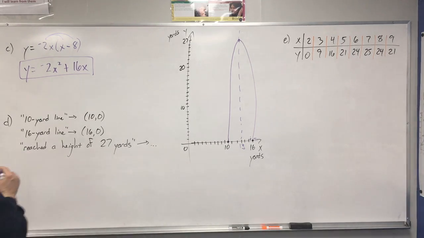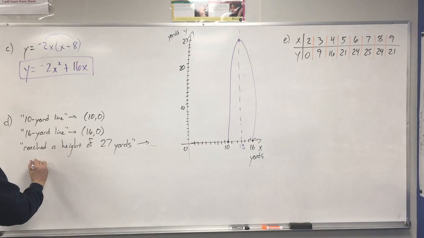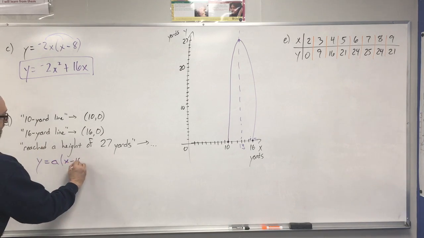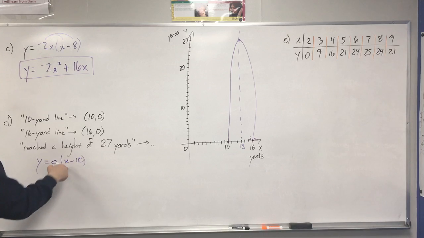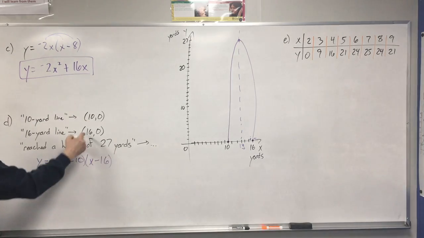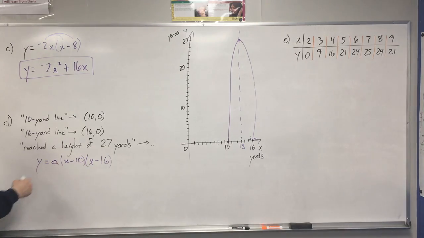I'm going to write my situation into an equation. I don't know what A is yet, but I do know x minus 10, remember, minus what's there, it's the opposite of that number. And then x minus 16, opposite of that number. Now the game is, I got to plug in a coordinate to figure out what A is.